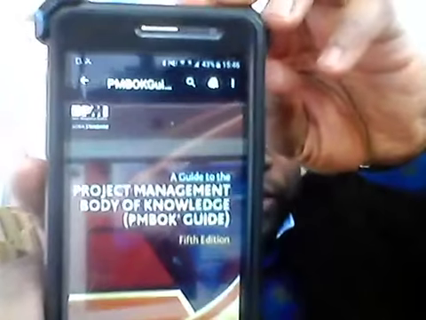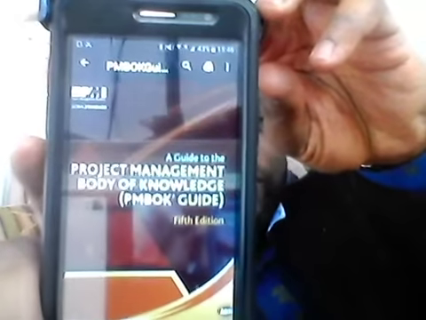I thought I would talk to you today about passing the planning process group. And to set the ball rolling, I would like to call your attention to this very important book that I have got on my phone. You can see it's the PMBOK Guide 5th edition on my phone.